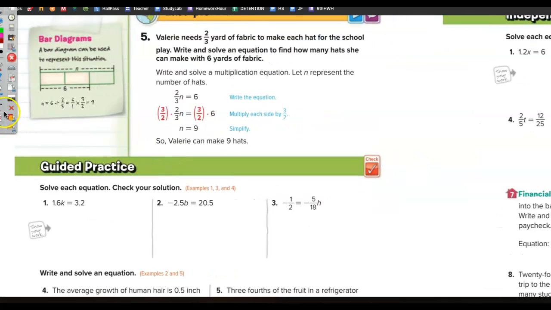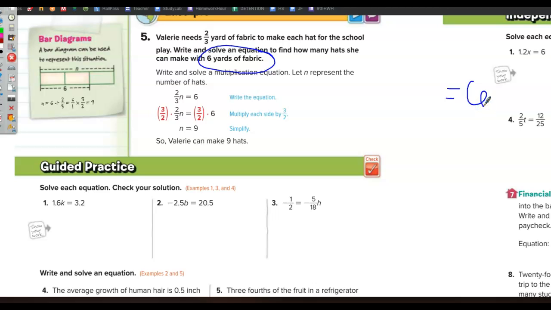Valerie needs 2/3 yard of fabric to make each hat for the school play. Write and solve an equation to find out how many hats she can make with 6 yards of fabric. It's always easier for me to pick out the total. What is the total amount of fabric that we have? 6 yards. The total amount we have is 6 yards, so we know that it's going to equal 6.